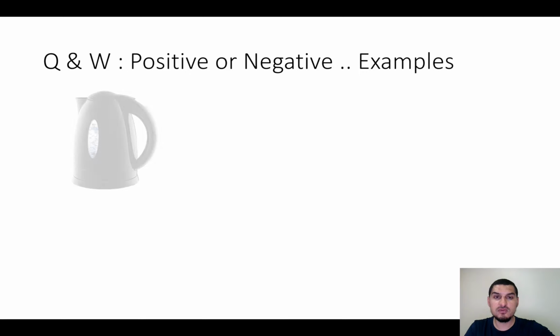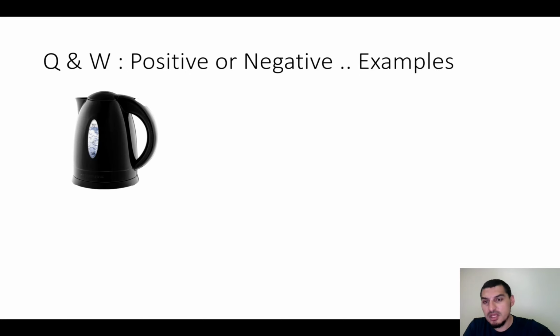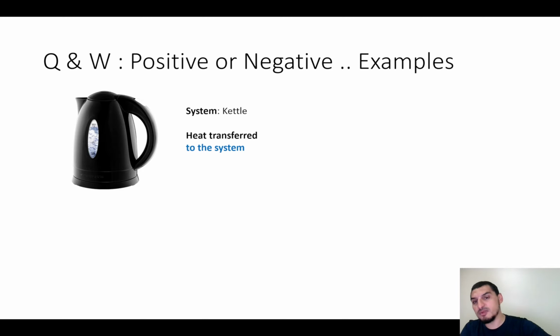I want to go into some examples here. So for example, a kettle that is used to boil water, if we are talking about the water as the system, or the kettle itself as the system which contains water, then the heat is transferred to the system. It's gaining energy from outside. And let's talk more about the water itself, not about the kettle.